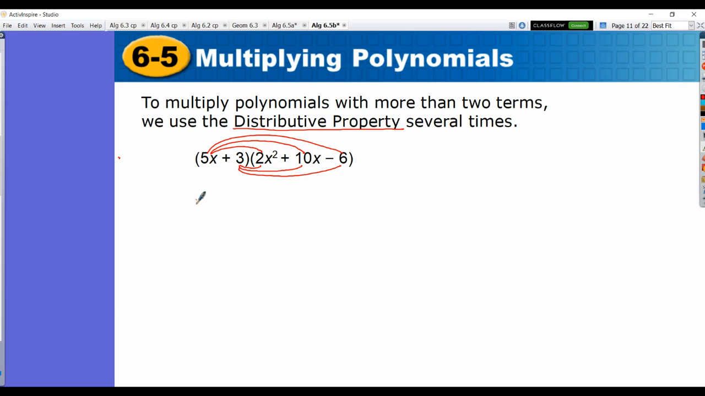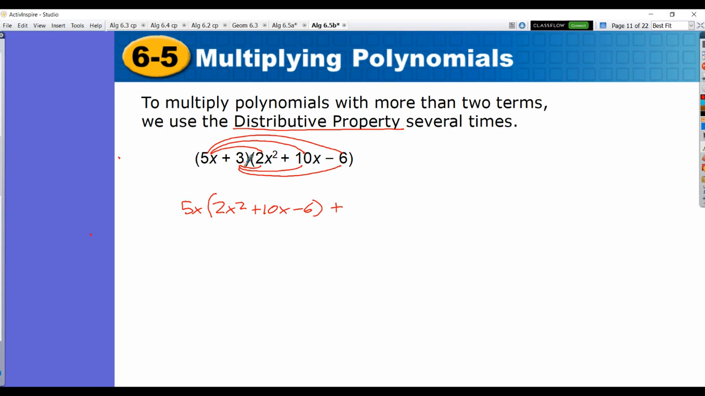All right, so my 5x, I'm going to put that on the outside. I'm going to break this apart. My 5x is going to go on the outside. I'm going to have some open parentheses, and I'm going to put this next to the 5x because I'm going to distribute the 5x. Okay, so I have 2x squared plus 10x minus 6. All right, so there is my first part. I'm preparing to do the distributive property with 5x. All right, next, I have an addition sign separating my 5x and my 3, so I'm going to put that addition sign right there.